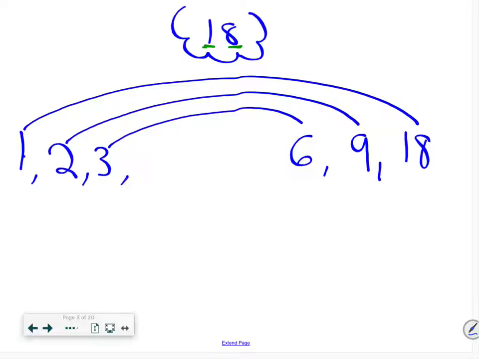Now I'm going to try 4. If I don't know this, I can skip count. 4, 8, 12, 16, 20. Well, it doesn't go into 18. I can try 5, but I know 5 can't because I know that 18 doesn't end in a 5 or a 0. So I'm done because my next number to try is 6, and it's already up here. So the factors of 18 are 1, 2, 3, 6, 9, and 18.